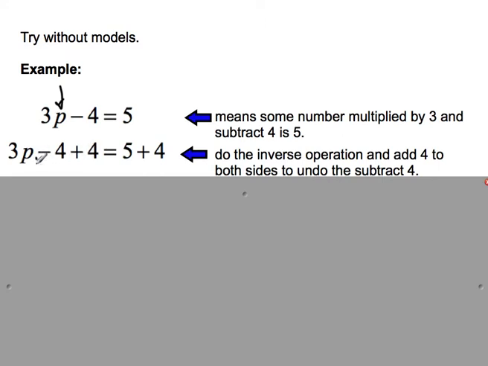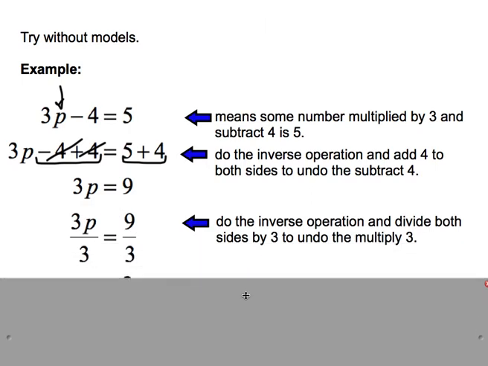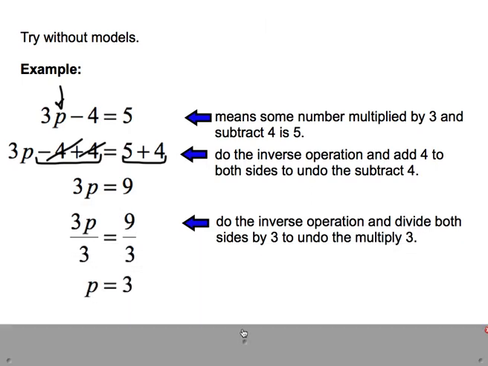Whatever I do to one side, I do to the other. So these 2 here zero out, and we simplify the right-hand side to give us 9. So we get 3p, those are gone now, that's 0. So we get 3p is equal to 9, and now we divide by 3, and we get p is equal to 3, because that will now cancel.